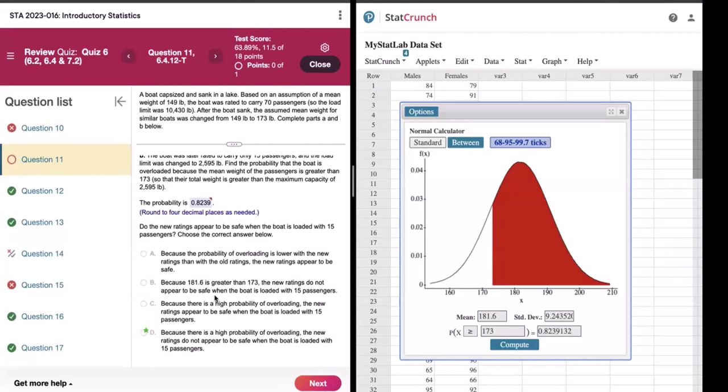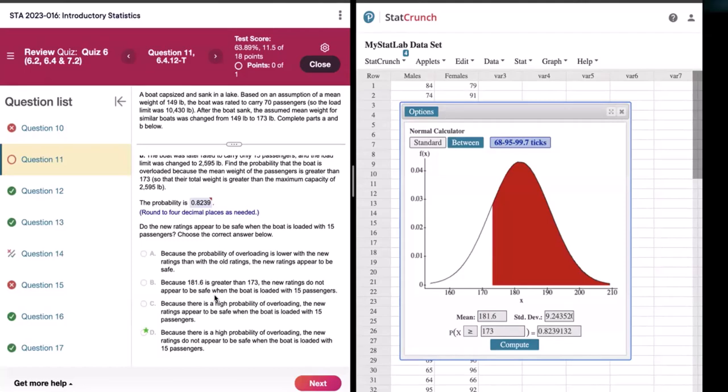Does that make sense, what I just said? Okay, because it's not because of those numbers. There's a high probability of overloading. The new ratings appear to be safe. No, it doesn't appear to be safe, right? There's an 82% chance that we're overweight. There's a high probability of overloading.